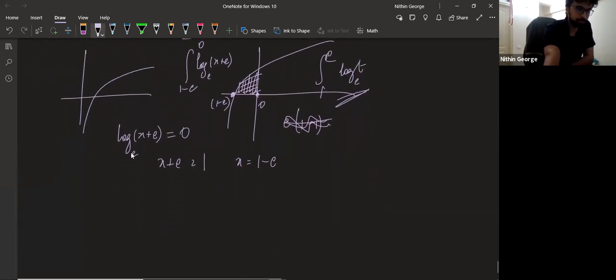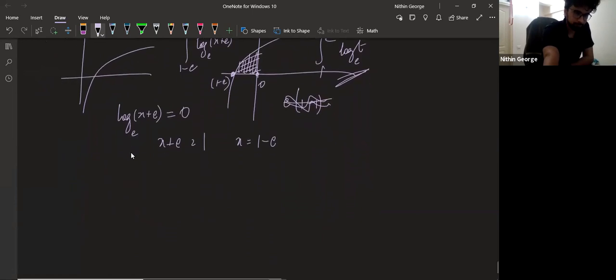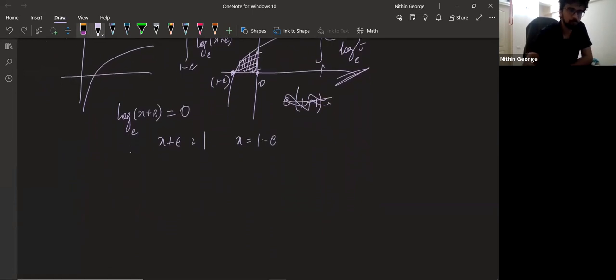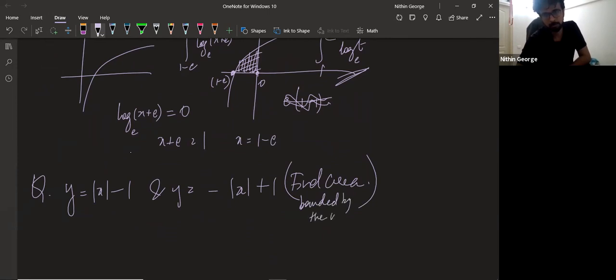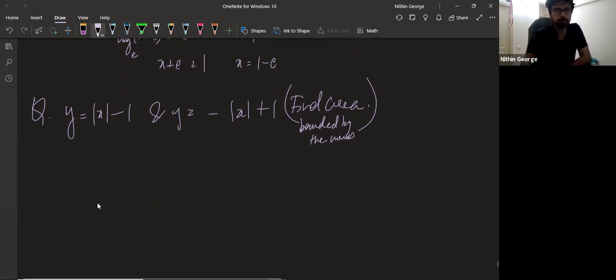But you can see more questions here. This is a homework question. Y equal to mod x minus 1 and y equal to minus mod x plus 1. Find the area between the curves. Find the area bounded by the curves. Same thing. So you get 4 lines. This mod x will remove as plus or minus. You'll end up getting 4 lines.